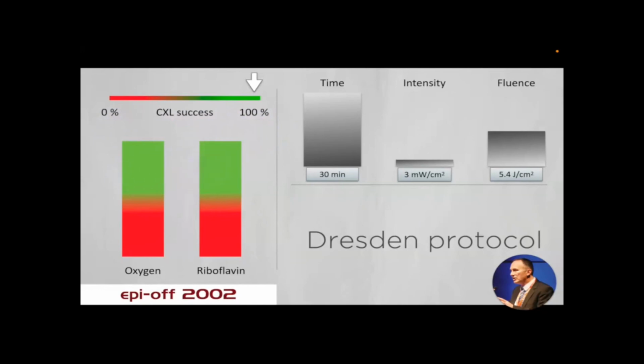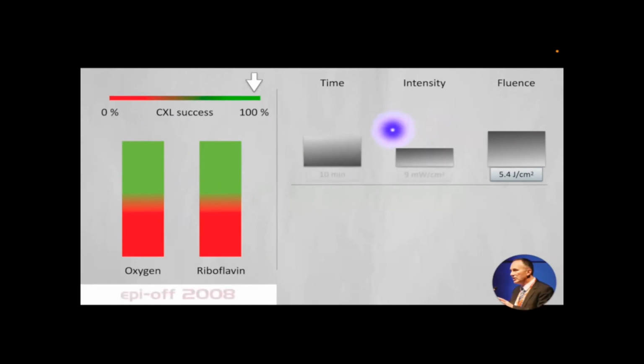Now what happens if you accelerate? Look at the bars to the right. Look here. You see that time goes down, intensity goes up. 10 minutes with 9 milliwatts per square centimeter. The total fluence here is still the same. What happens with the CXL success? It is still very good, but it goes down a little.